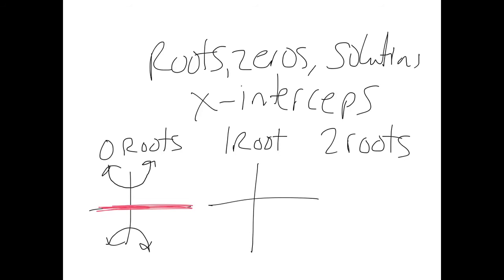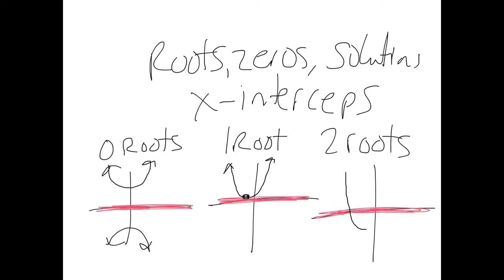To have 1 root, the quadratic comes down, just touches, and goes right back up. So it has 1 root right there where it hits. And the one we dealt the most with in class is 2 roots. And 2 roots means it goes through the line and comes back out the other side. So 0 roots, 1 root, 2 roots.